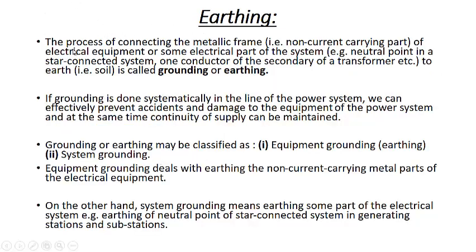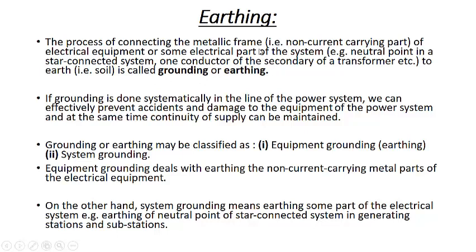Now, what is earthing? It is the process of connecting the metal frame, or we can say the casing, in which we are putting the electrical machines, and that is usually known as the non-current carrying part, because the casing of any equipment will not carry any current during the normal operation of the system. Or connecting some part of the electrical system, for example, the neutral point in a star connected system, or one conductor of the secondary of the transformer, etc., to the earth is known as grounding or earthing.